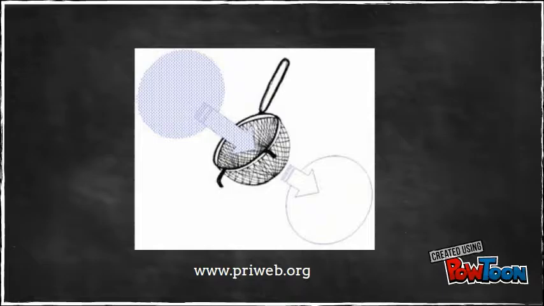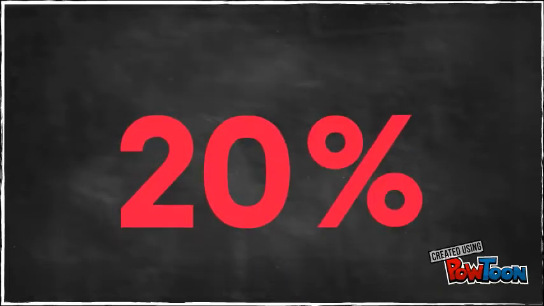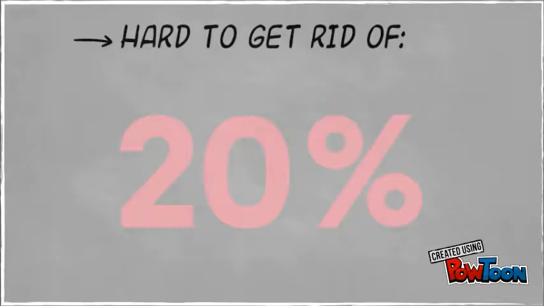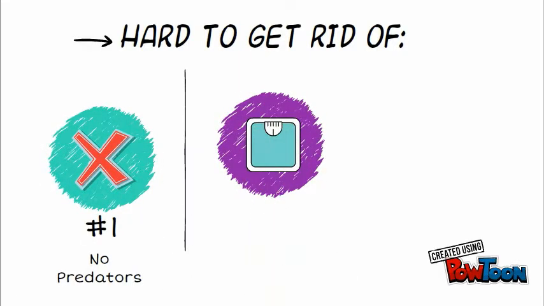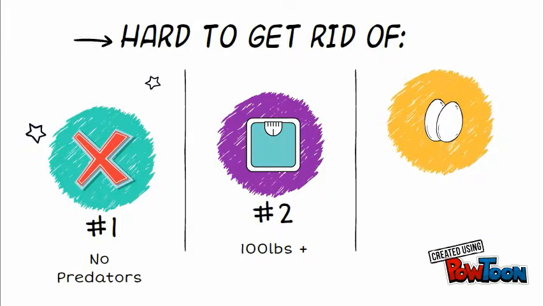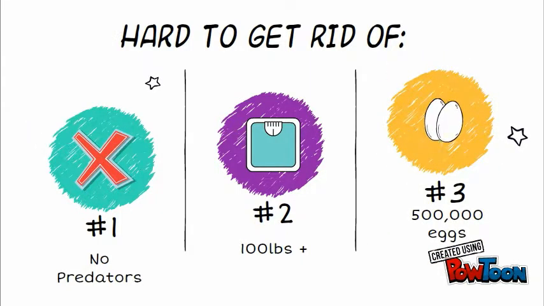They are filter feeders, and it's not unusual for them to consume 20% of their body weight every day. They have no natural predators. They can grow as large as 100 pounds, and each time a female spawns, she lays approximately 500,000 eggs.